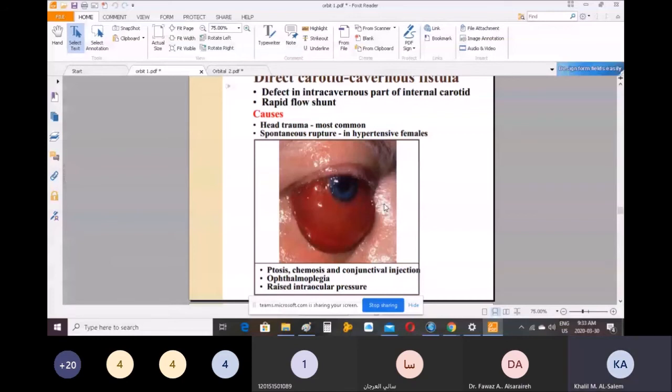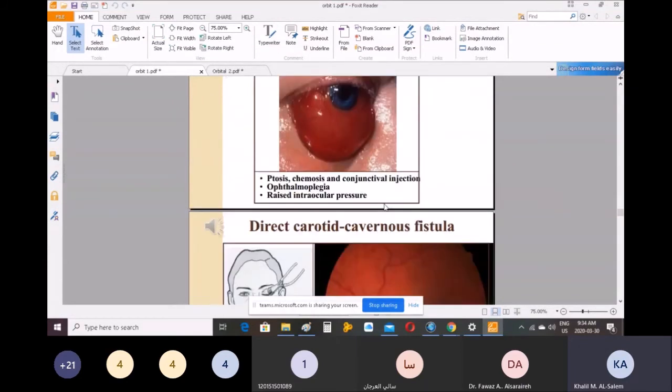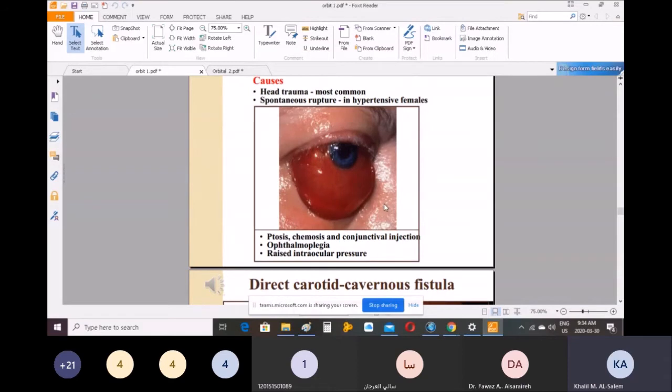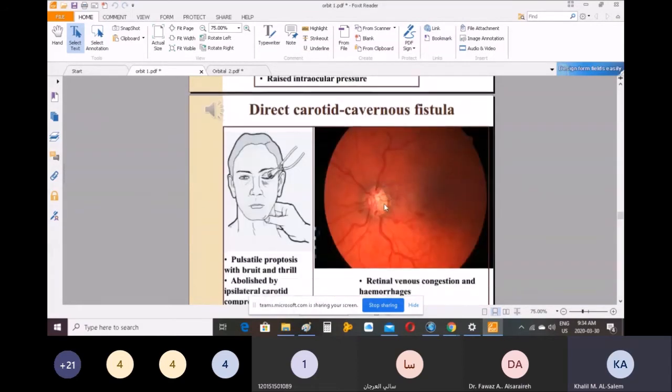Of course, the patient will have proptosis, chemosis, ophthalmoplegia, as we have said, but usually the visual acuity is untouched until late because the optic nerve is far away from the cavernous sinus. But usually it will get affected because of the edema around the nerve, which will cause a decrease in visual acuity.